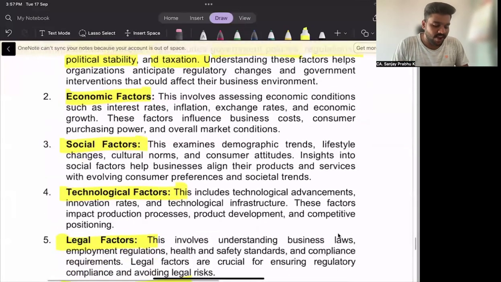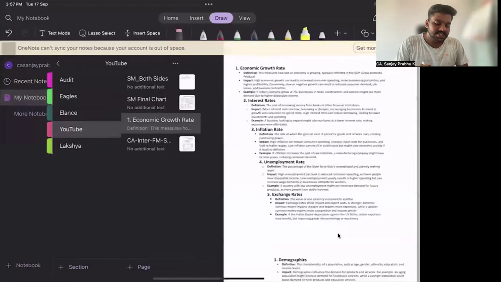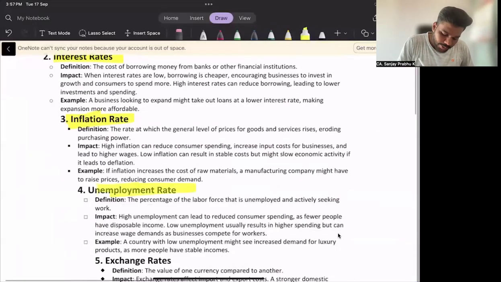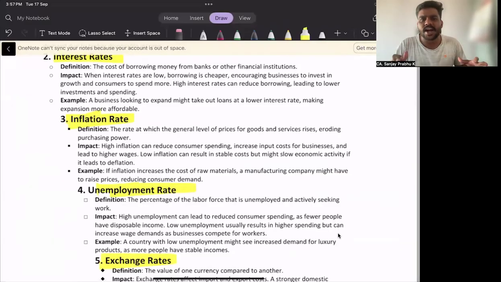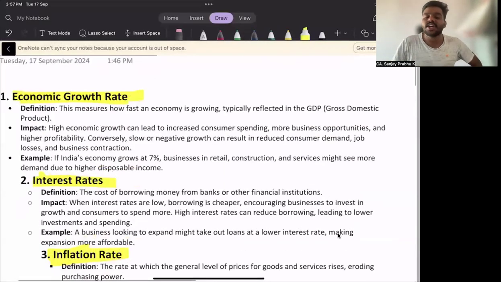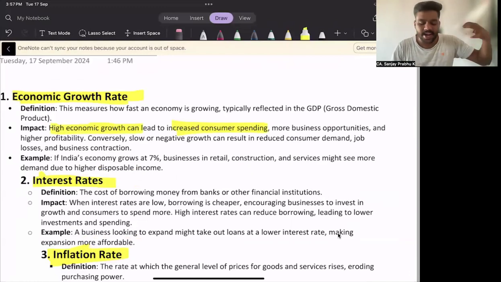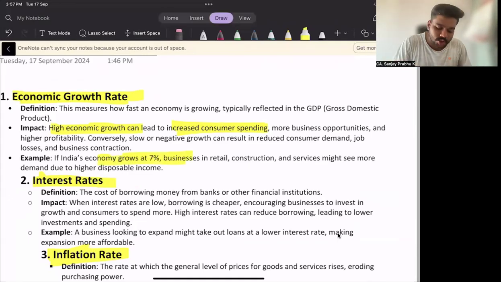Then comes economic factors. ഇക്കണോമിക് ഫാക്ടേഴ്സ് ഒരുപാട് കാര്യങ്ങളുണ്ട്: രാജ്യത്തിന്റെ ഇക്കണോമിക് ഗ്രോത്ത്, ഇൻട്രസ്റ്റ് റേറ്റ്, ഇൻഫ്ലേഷൻ റേറ്റ്, അൺഎംപ്ലോയ്മെന്റ് റേറ്റ്, എക്സ്ചേഞ്ച് റേറ്റ്. Say for example, high economic growth rate can lead to increased consumer spending. ഇന്ത്യയുടെ ഇക്കണോമിക് ഗ്രോത്ത് ഇപ്പോൾ 7% ആണ്. ഹൈ ഇക്കണോമിക് ഗ്രോത്ത് റേറ്റ് ലീഡ്സ് ടു ഇൻക്രീസ്ഡ് കൺസ്യൂമർ സ്പെൻഡിങ്, മോർ ബിസിനസ് ഓപ്പർച്യൂണിറ്റീസ് ഉണ്ടാവും. So economic growth rate is also one of the factors which has an impact on the business.